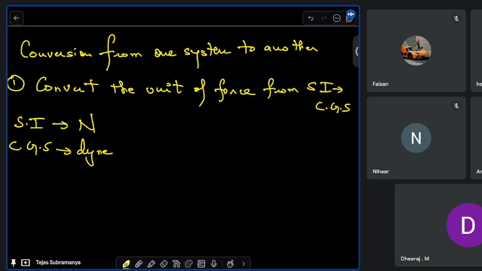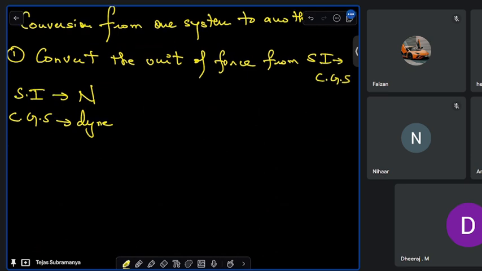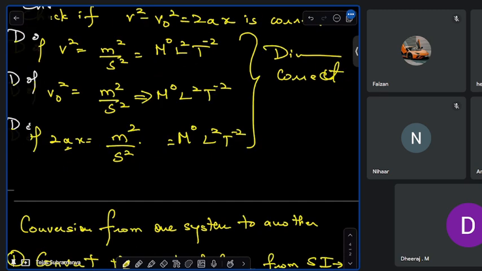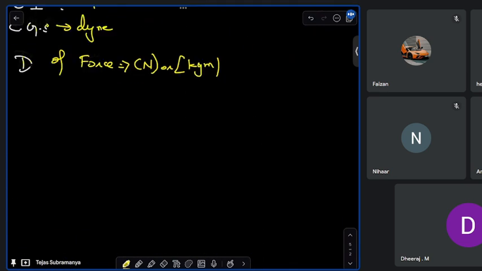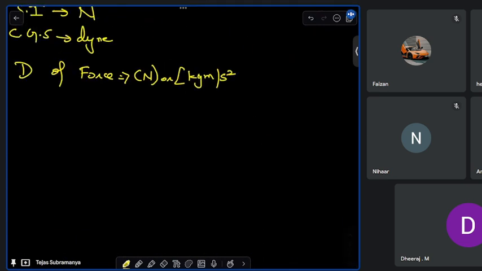Now, how will you assume? Oh, guys, I forgot one thing. Before assuming, find the dimension first. Dimension of whom? Dimension of force. You'll write SI unit, CGS unit of force. Force is nothing but Newton, which is kg meter per second square. MA, that's it. Mass times acceleration, meter per second square.